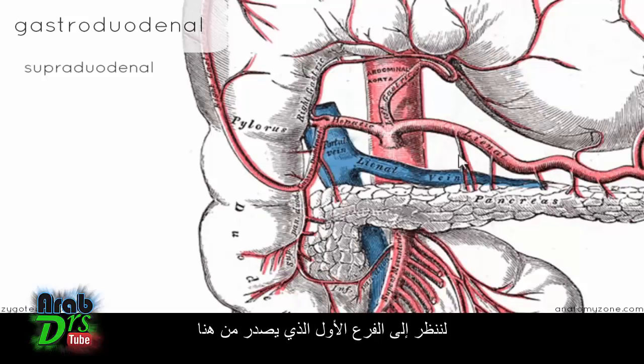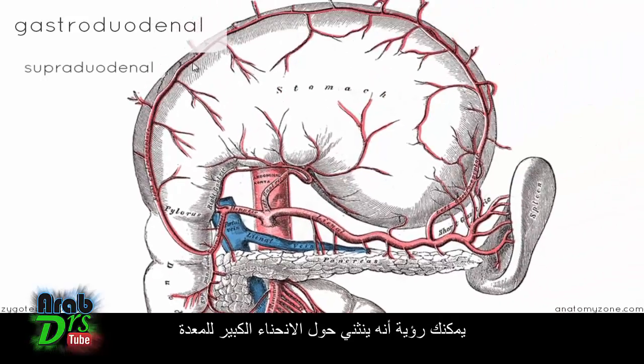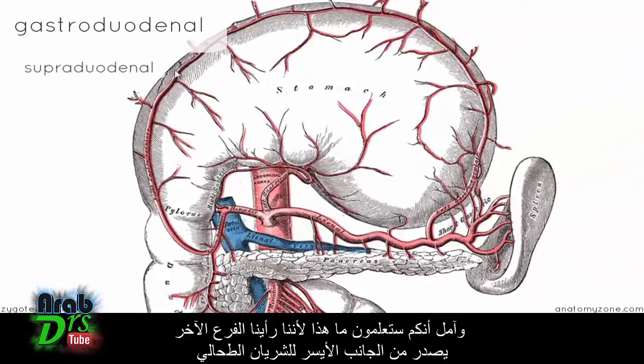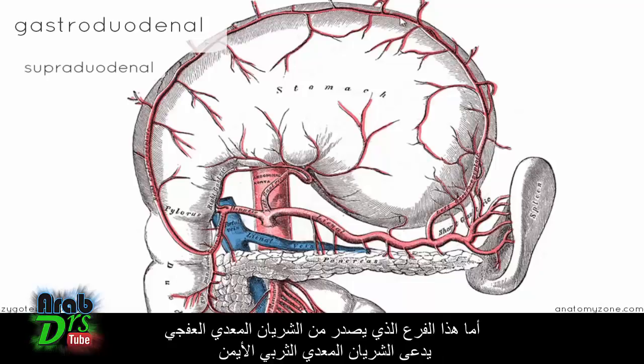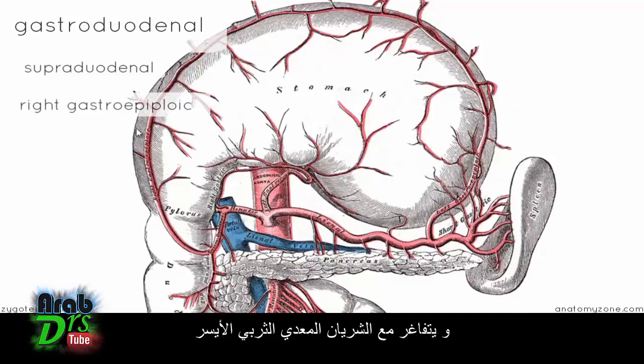So the first branch we'll look at is this one coming off here, and you can see it curves around the greater curvature of the stomach. So hopefully you will know what this is, because we saw the other one before coming off the splenic artery, and that was the left gastroepiploic artery. So this branch coming off the gastroduodenal artery is the right gastroepiploic artery, and it anastomoses with the left gastroepiploic artery.